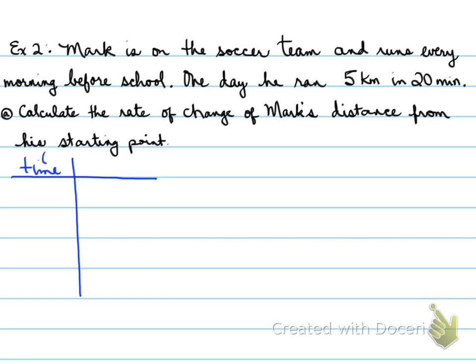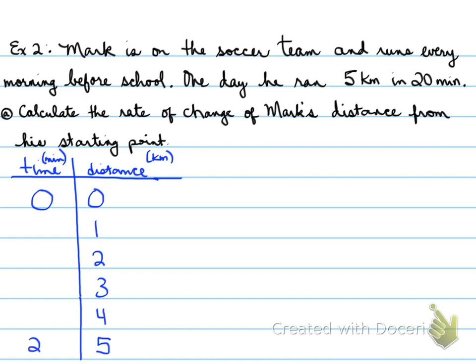Well, he runs for a certain amount of time in minutes and we compare that to the distance that he's run in kilometers. So, Mark at 0 minutes has run 0 kilometers. Next, we want to run 1 kilometer, 2 kilometers, 3 kilometers, 4 kilometers, 5 kilometers. We know at 5 kilometers he's run for 20 minutes. What are all the values that go in between here? Well, they would be 4, 8, 12, and 16.